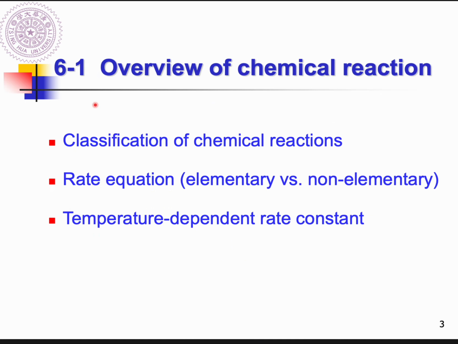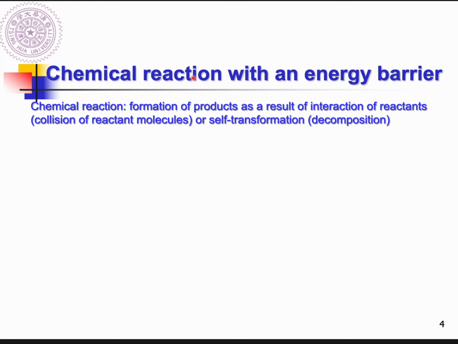Okay, so let's move to the first part, overview of chemical reaction. So what is a chemical reaction? A chemical reaction for sure has an energy barrier. Based on the definition, a chemical reaction means we have the formation of products as a result of interaction of reactants, which can be a collision of reactant molecules or self-transformation or decomposition of your reactants.